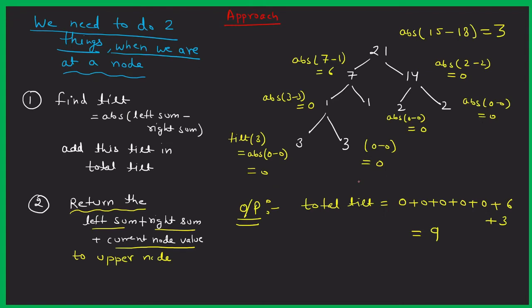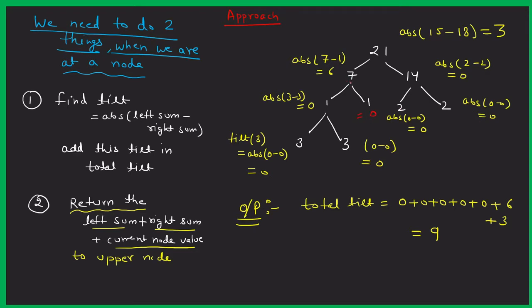So now let's see what approach we can take to solve this problem. If we take this example, for this tree, the total tilt will be 9. And as you see, the tilt for this node will be 0 as it is a leaf node. Again for this 3, the tilt will be 0. For 2, it will be 0. For this 2, it will be 0. For this 1, again it will be 0.